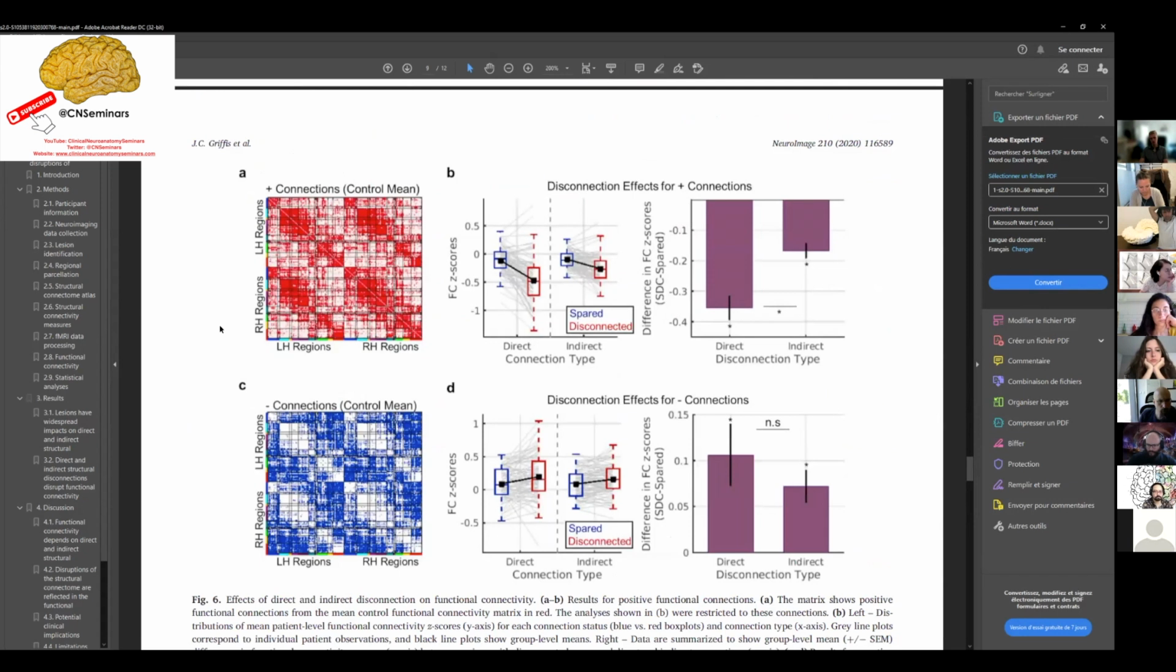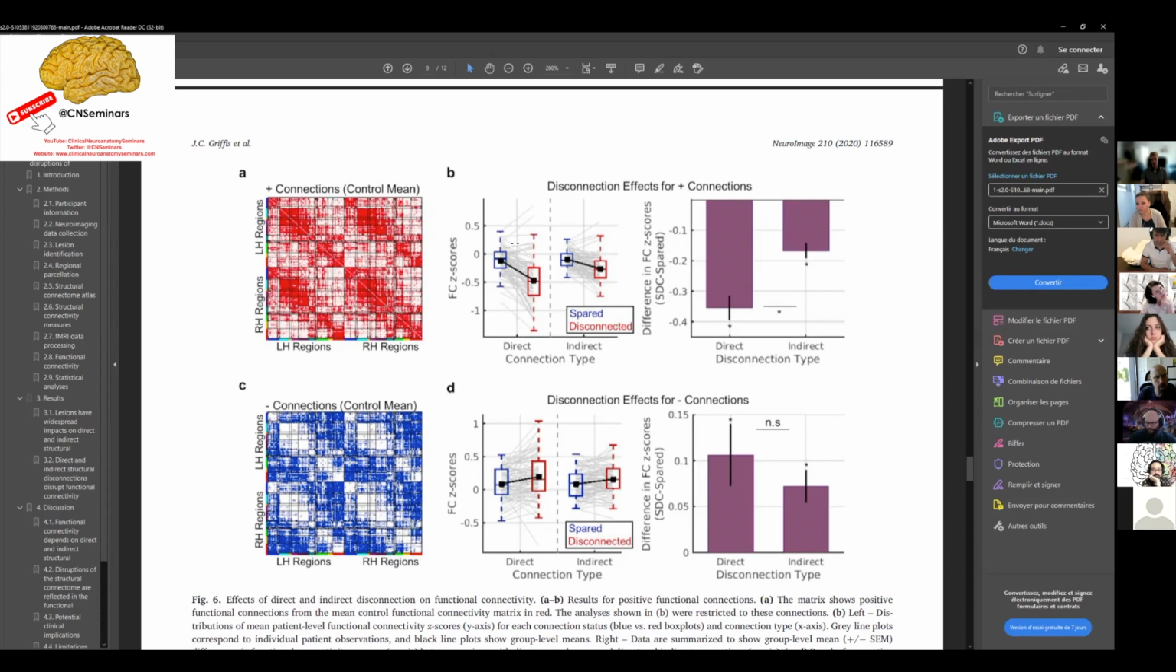And then there is the functional connectivity analysis, and they separated the positive correlations between regions and the negative correlations between regions, so as to have two groups. They explored whether the disconnections would have an effect on these correlations, and they show that there is a strong effect of the direct disconnection on functional connectivity. So basically, if you have two regions that were directly connected, you will have a very strong disruption of the functional connectivity between these two regions.